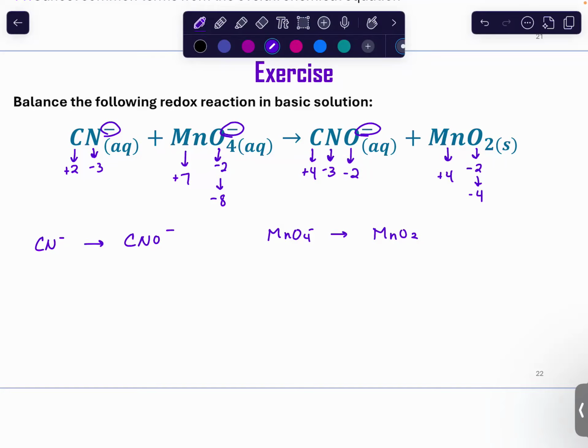Okay, so for the cyanide equation, I have to use one water to balance the one oxygen on the right-hand side. For the permanganate equation, I have 4 oxygens, then I have 2 oxygens, so I need 2 more, which is 2 waters. Now I have to balance the hydrogens that I just put in there with protons.